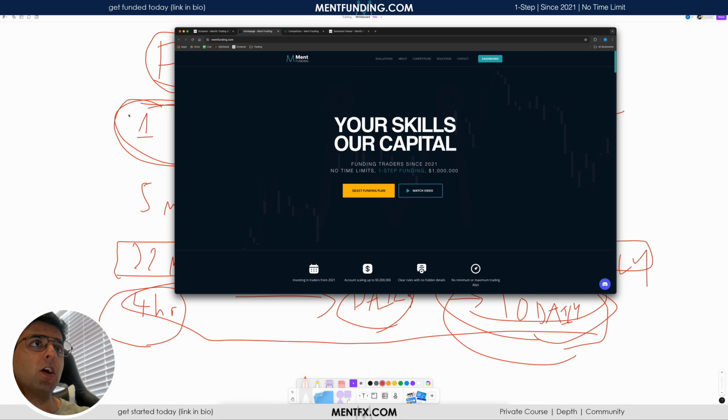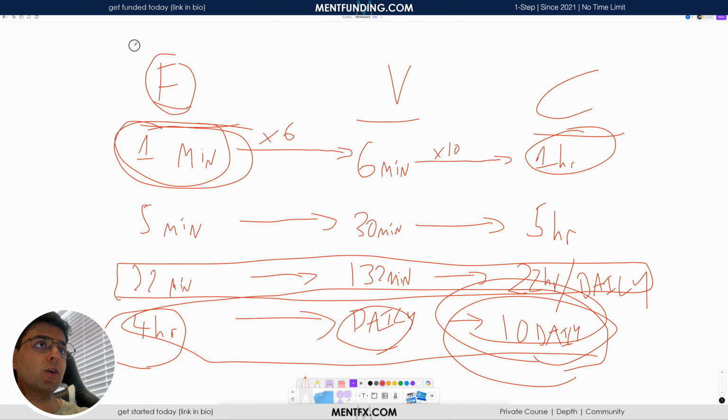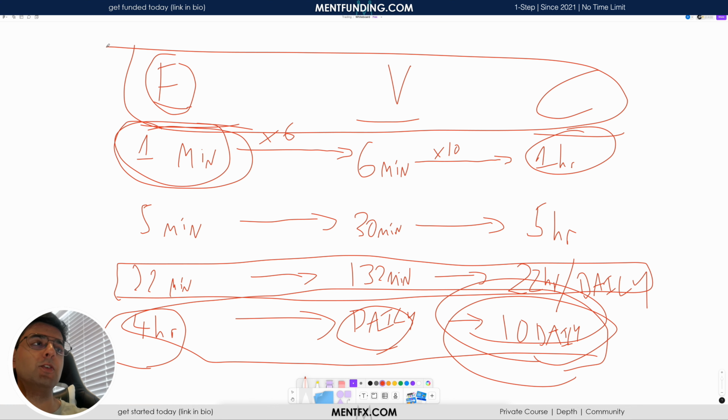So that's the end of this video. I hope now with a solid understanding of EVC, you can take your trading to the next level, and then you can easily, over time, after putting in all the hard work, gain some funding accounts with Ment Funding and compound them, and basically scale them all the way up until a $5 million Ment Funding account.